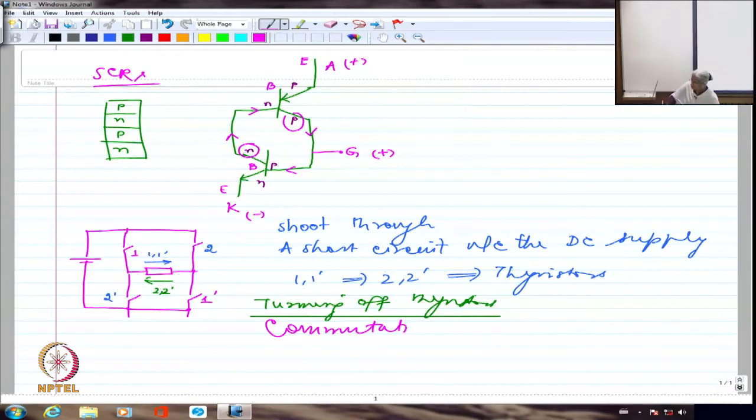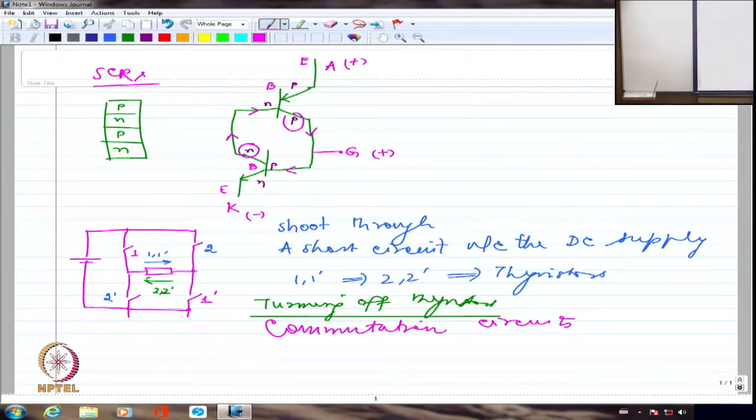Commutation basically stands for current transfer. So I'm going to transfer the current from one set of devices to the other set of devices. So I call these circuits which are able to turn off one set of devices and transfer the current over to another set of devices, I call them as commutation circuit.